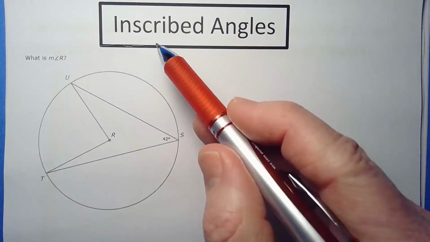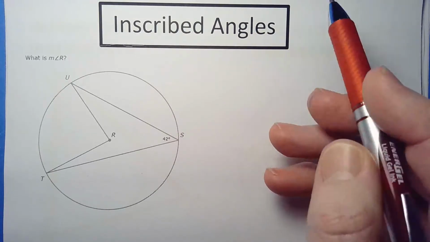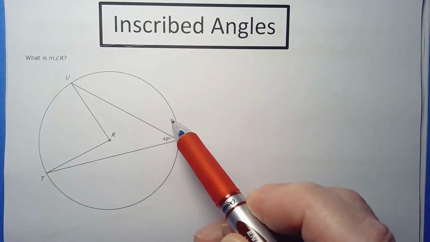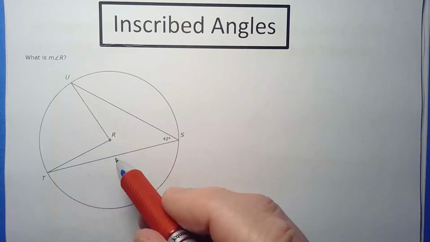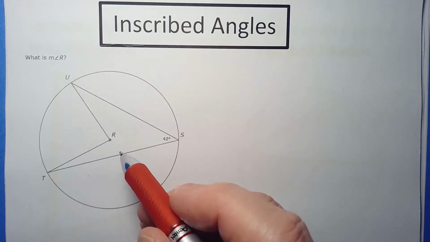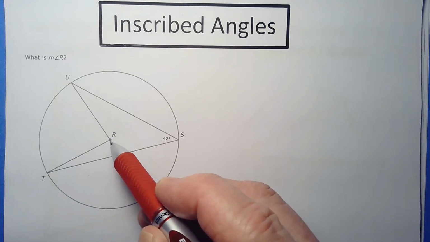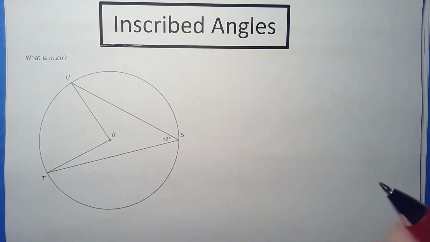This time we're talking about something called inscribed angles. And in particular, we're going to be working with problems something like this, where we have a circle and then we've got a couple of angles that are drawn. Now the one angle right here is from the center of the circle. So not surprisingly, we're going to call that a central angle.